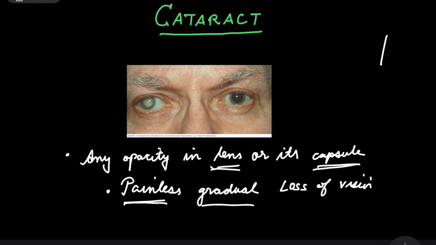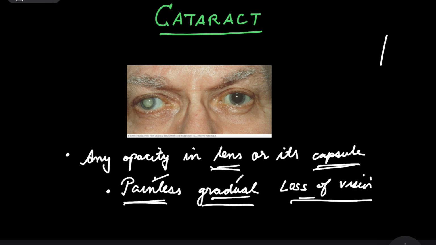That is, there are many conditions in the eye that we'll see consequently in our next videos on different pathologies of the eye, where it is very painful. Mainly many infections and inflammations, they are painful, and they can also lead to loss of vision. Cataract, however, is one such condition where the loss of vision is there, but it is painless and it is very gradual.